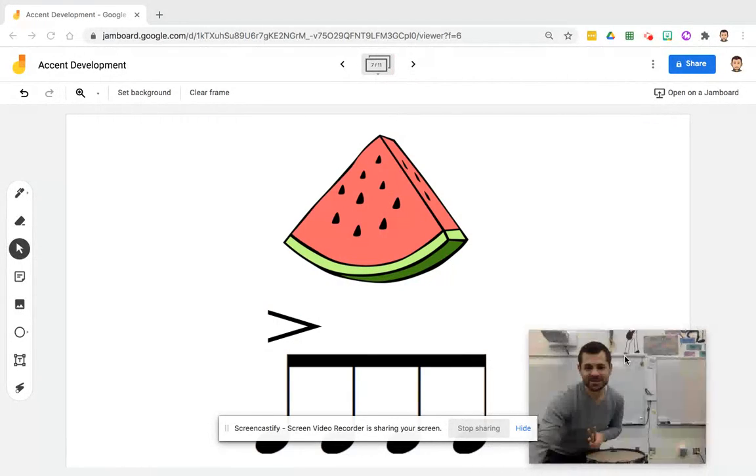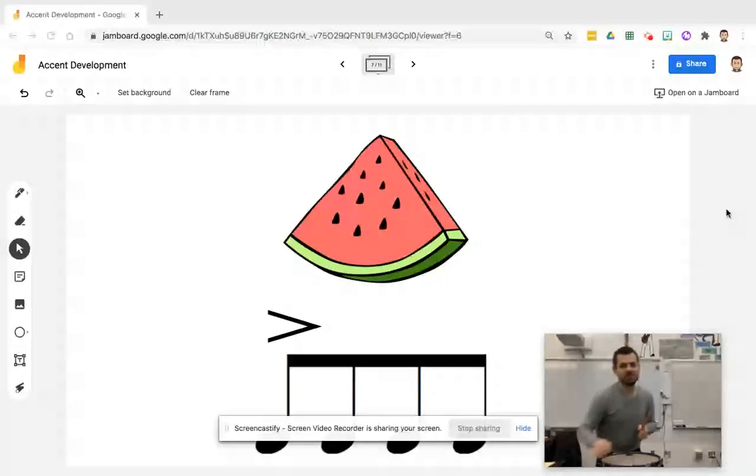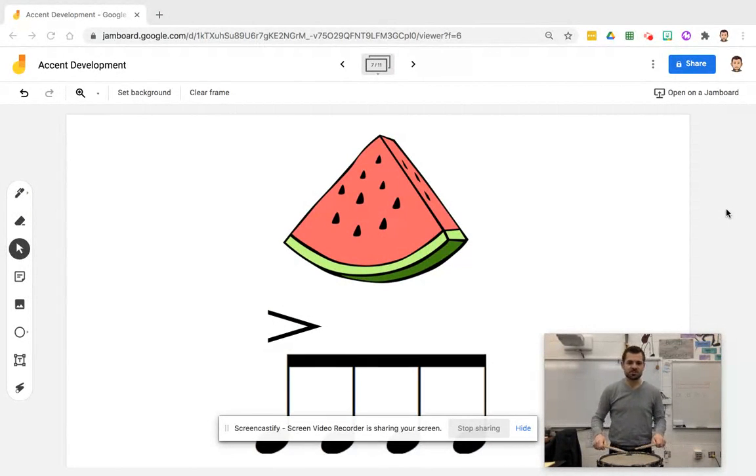So now let's look at some ways to practice accents. All right, this is a really typical pattern that a percussionist might practice. It's watermelon.